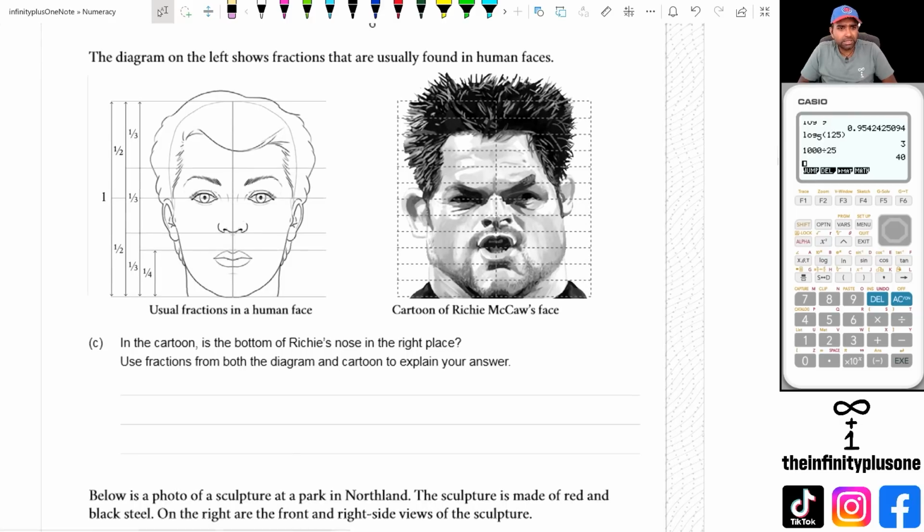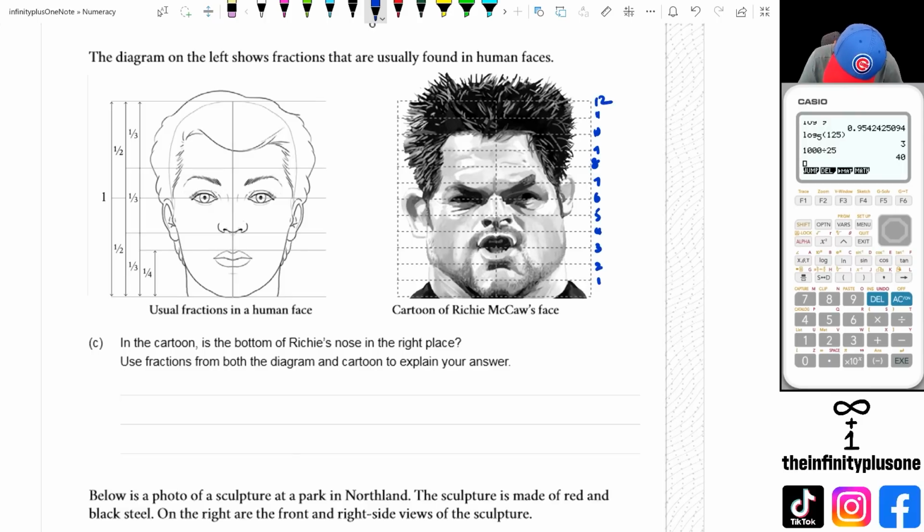All right, so the next question here, we have humans in this cartoon. Is the bottom of Richie's nose in the right place? Use fractions from both the diagram and cartoon to explain your answer. So I guess the first thing I want to do is count out how many of these lines I've got. 1, 2, 3, 4, 5, 6, 7, 8, 9, 10, 11, 12.